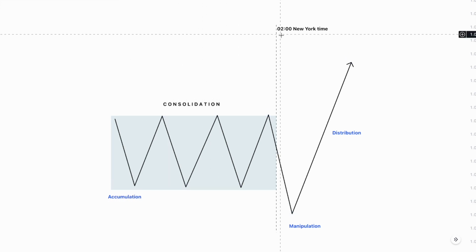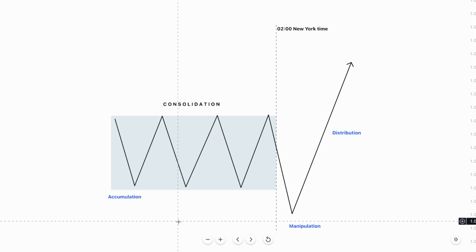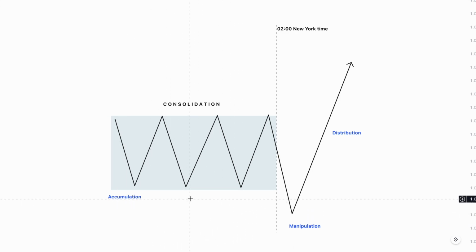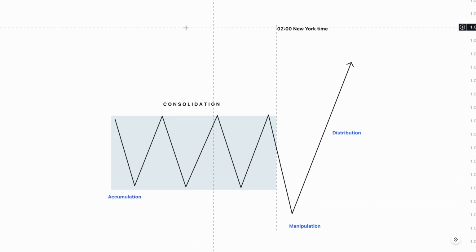Then when our time comes, the 2 o'clock, the 2 a.m. New York time, that's when the manipulation happens. The market comes down, hence the manipulation. It takes out everyone here, all the people who are long, aiming to go there and take out some previous high. Their stop losses are all the way here. The market takes them out. They're all out of their trades now, and then it goes and proceeds there.